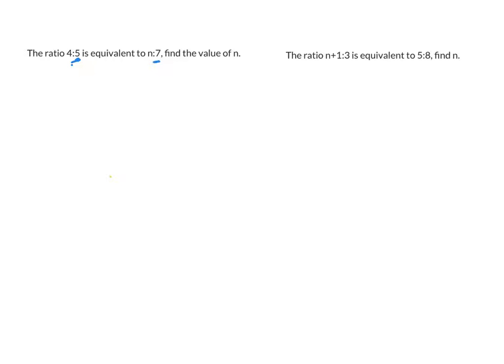So we want to make this 35 and this 35. And we've done it here by multiplying 5 by 7, and we've done it here by multiplying 7 by 5. What we do with one ratio, we must now do to the other.